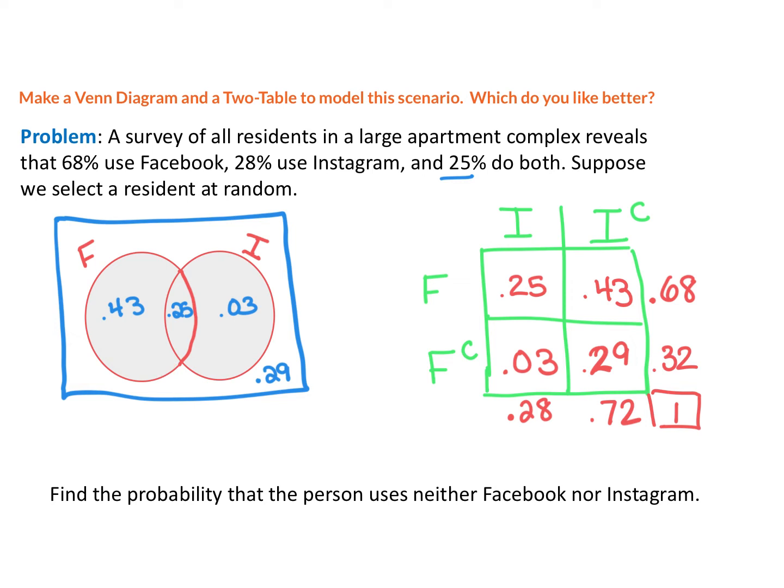I don't think I've ever seen a question where they require you on the AP exam to use one specific method, or maybe I should take that back. I think I have seen one where they say make a Venn diagram, but often they don't tell you to use either, and I just highly suggest pick a picture and then answer the question. So anyway, find the probability that the person uses neither Facebook nor Instagram. Well, without even doing proper notation, I can see that's my 0.29 or 29%.